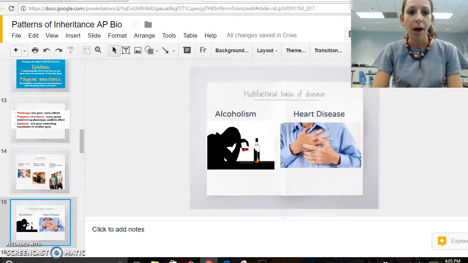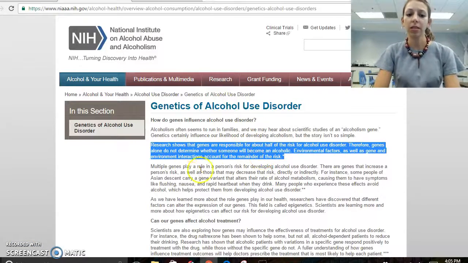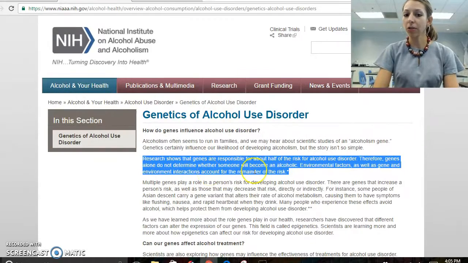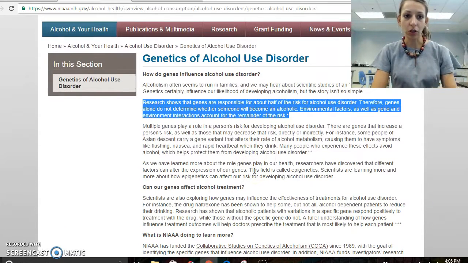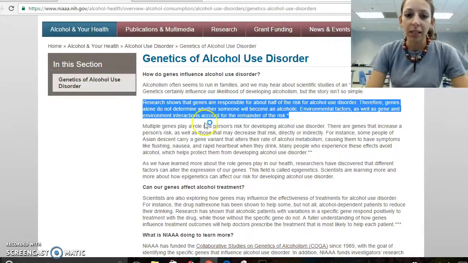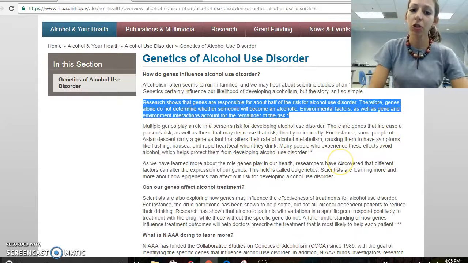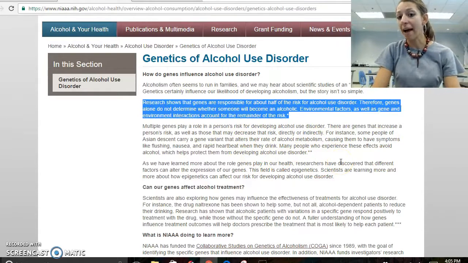So I wanted to pull up something from the NIH. This is the genetics of alcohol use disorder. It's a little article in the NIH. You can look it up yourself. And I wanted to read this particular part right here. Research shows that genes are responsible for about half the risk for alcohol use disorder.